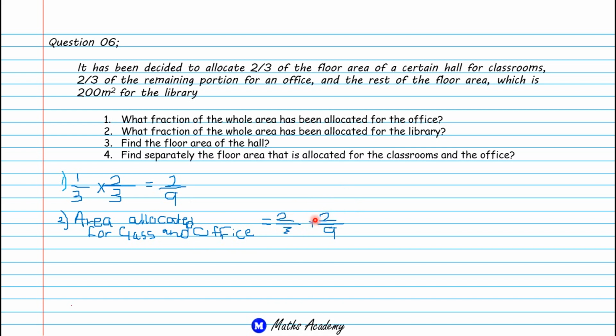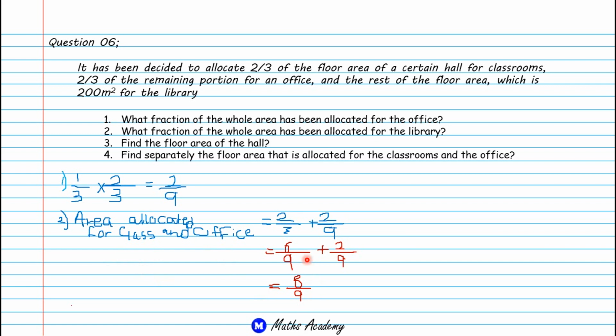Now since the operator is plus, we should make the denominator equal. So to make the denominator equal, we should multiply the first fraction by 3. So if you multiply the numerator and the denominator by 3, you get, and that gives you 8/9. Still we did not find the area allocated for the library. We have found the area allocated for the classroom and office, that is 8/9.